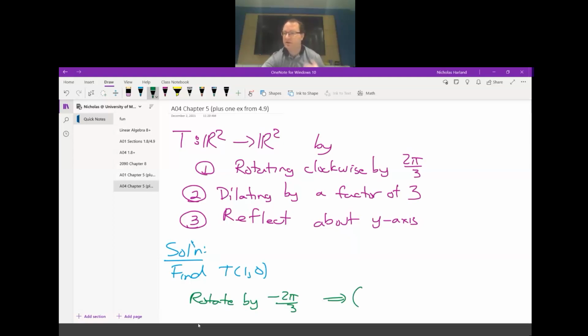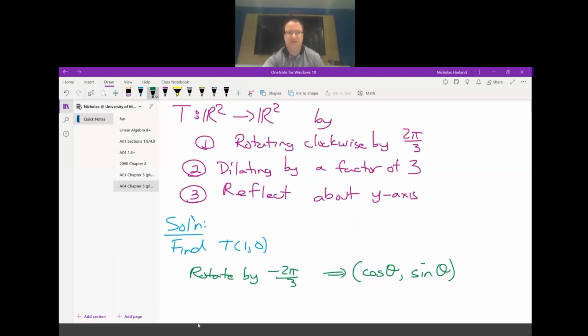And so what we get here, if you recall back, it was cosine of theta, sine of theta. That's what happened to the vector 1, 0 when we rotated it by theta. In this case, theta is going to be negative 2 pi by 3. So it's cosine of negative 2 pi by 3, sine of negative 2 pi by 3. So cosine of negative 2 pi by 3 is just equal to negative a half. Sine of negative 2 pi by 3 is negative root 3 over 2. So there's our rotation.